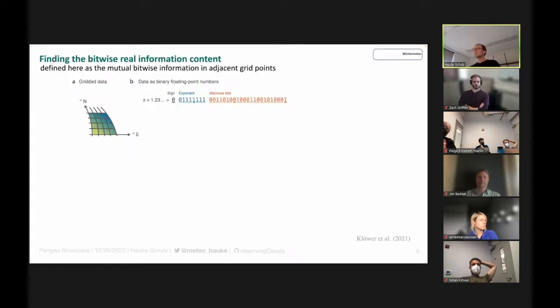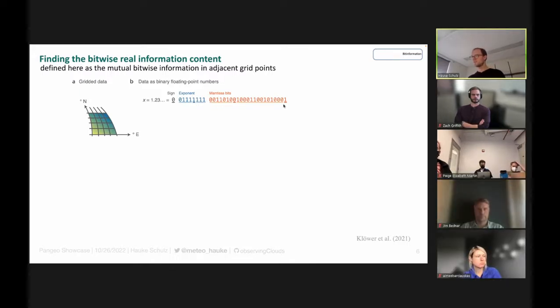Coming to the first part, finding the bit information. Here I copied a figure from Milan's paper. Basically, what you can do is look at all the floating point numbers that you have in your simulation, and you write them as bits. So here, for example, there's this number 1.23 and something. And for a float32, it's one sign bit, the exponent bits, and then all the mantissa bits.